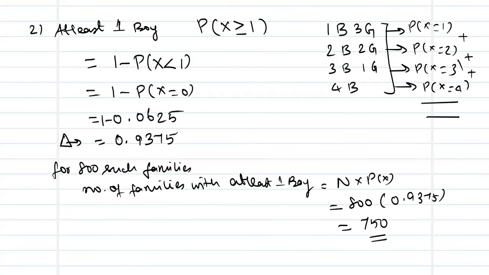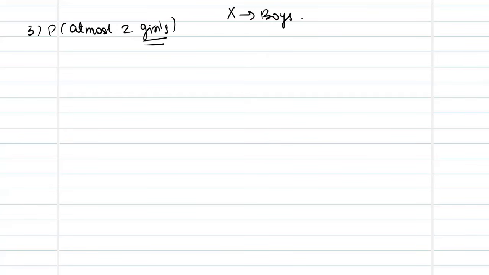Now moving on to the third question. The third question asks us that find the probability of at most 2 girls. The point to note over here is the question is about girls, but we have fixed the random variable for boys. So in which case we'll have to be very careful to convert the problem which has been asked in girls to boys. How can that be done? Just consider the complement of it.